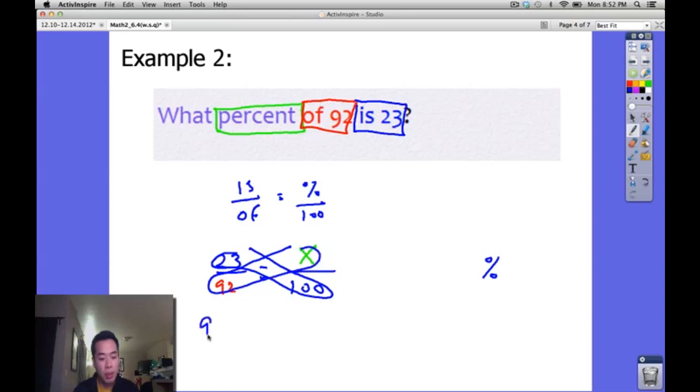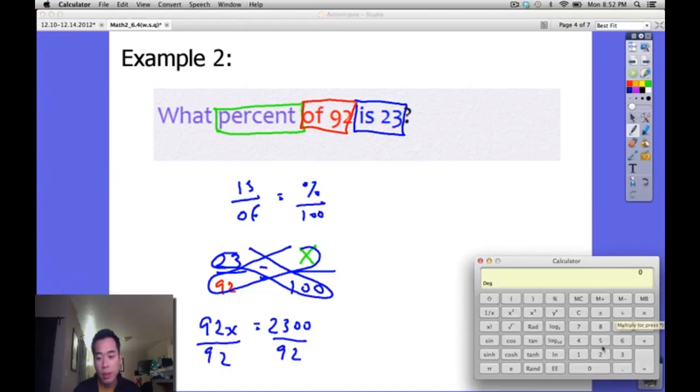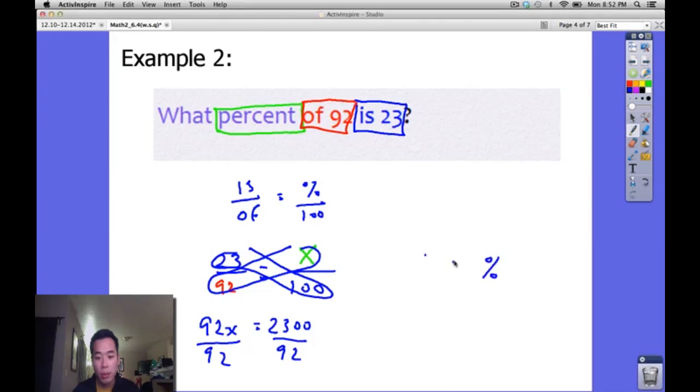I know that 92 times x is 92x. I know that 23 times 100 is 2300. I divide both sides by 92. You can use your calculator today. So 2300 divided by 92 would equal 25. So 25%. So 25% of 92 is 23.